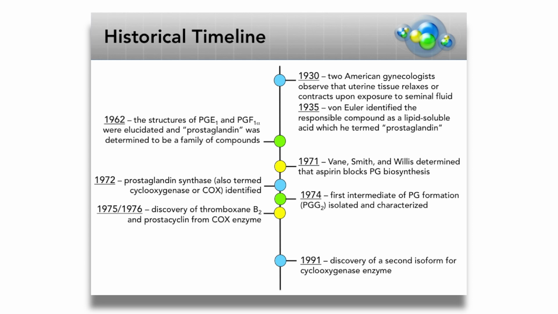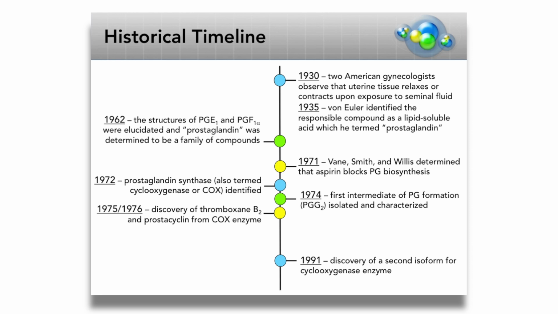Because he thought this compound was coming from the prostate gland, he termed this molecule prostaglandin, but the structure was not yet known. In fact, it was nearly 30 years later before the structures of prostaglandin were elucidated. And then, at that point, these were determined to be not just one compound, but a family of compounds.